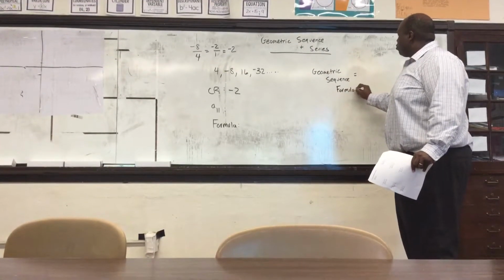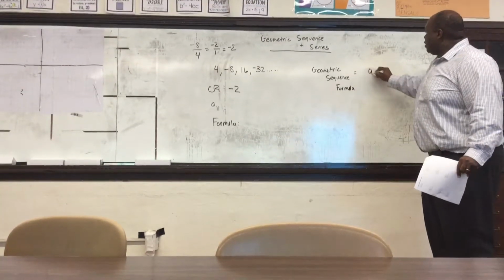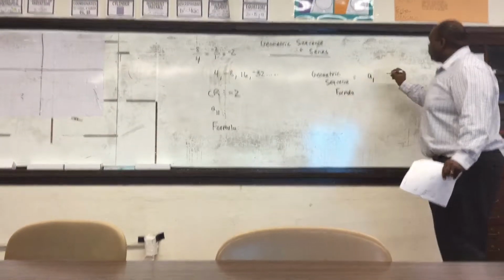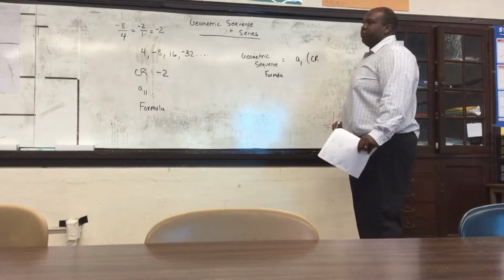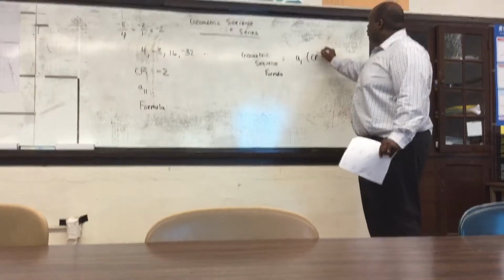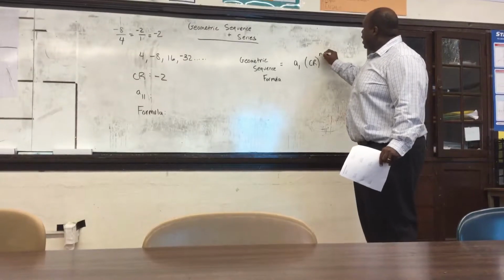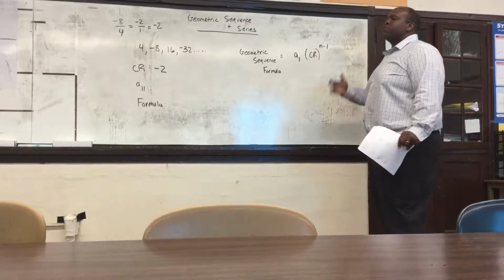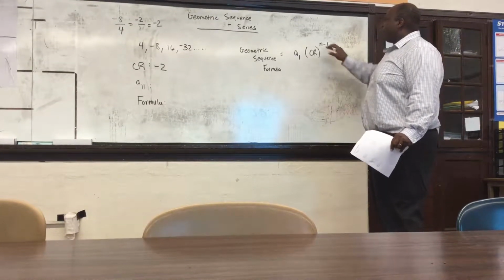For your notes, make sure that you have this formula. It is a sub 1, or the first number in the series, times the common ratio, the CR, as I call it, and then you take it to the power of n minus 1. We talked about what the n means. The n means the number in the sequence that we're looking to find. So it'll be n minus 1.